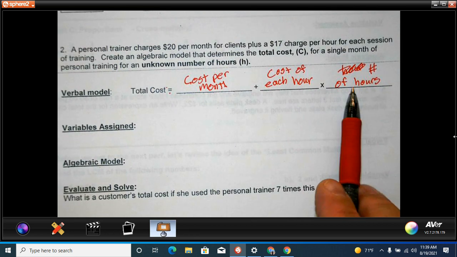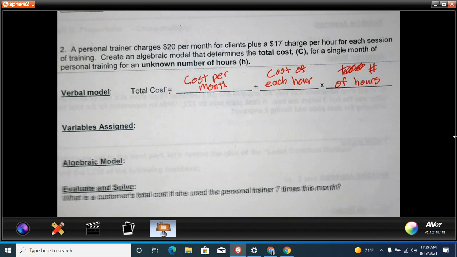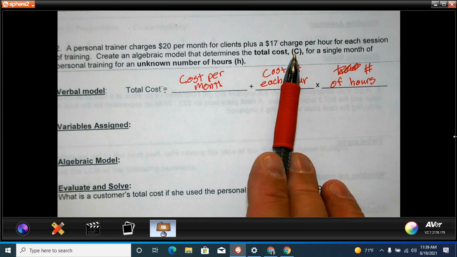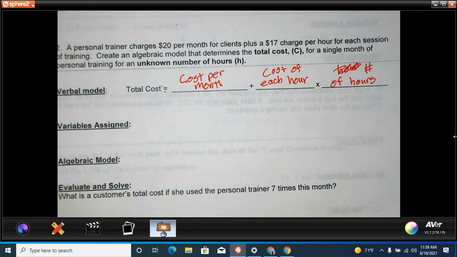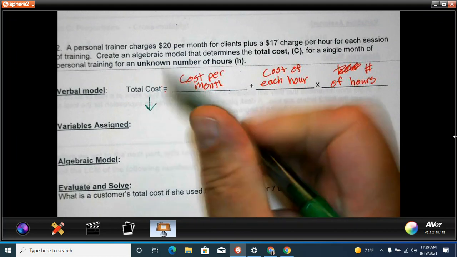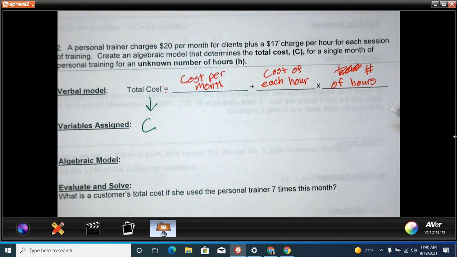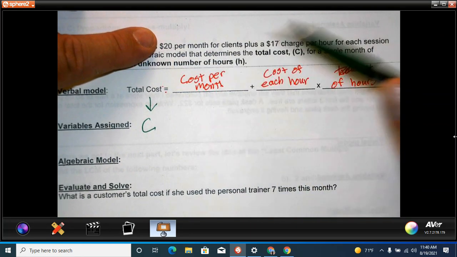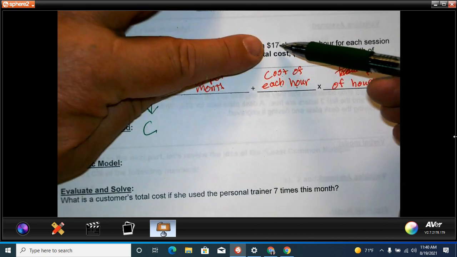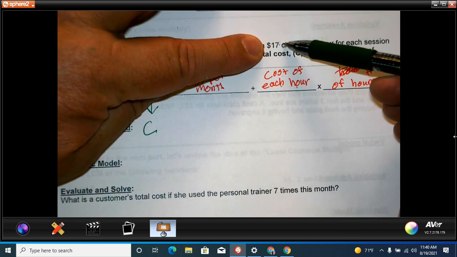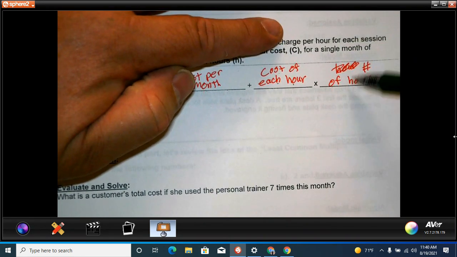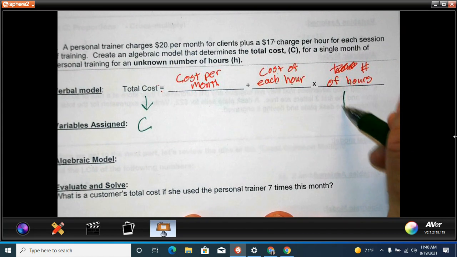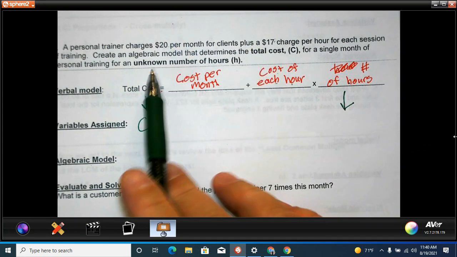So that's kind of what we don't know. So that's probably going to be our variable, right? Okay, so we're going to assign the variables. The total cost, they told us to use C. So the total cost here is C. The cost per month, that's given, right? So we don't need a variable. The cost of each hour, again, that was given to us, $17, times each session. We don't know what this is, right? The number of sessions or hours. So that has to be our variable, which is H.